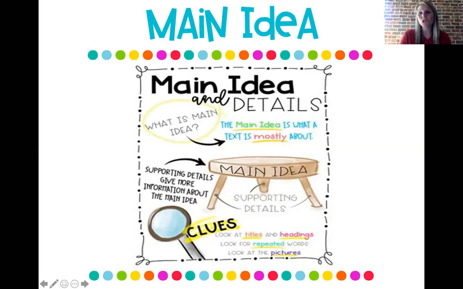Some of those clues we're going to look at within our text passages are the title, any pictures, any repeated words or headings throughout the text, and that's going to give us clues. If we're seeing these things and they're kind of all matching up, we can put them together like a puzzle to figure out the main idea.